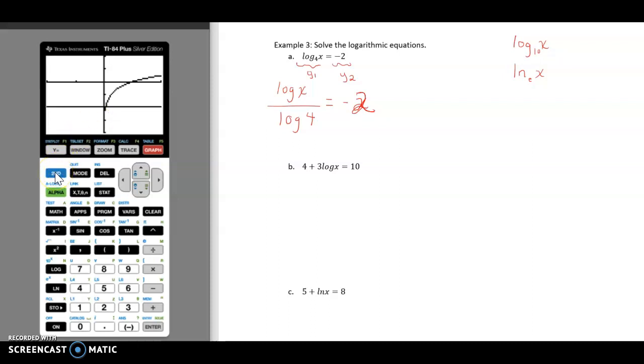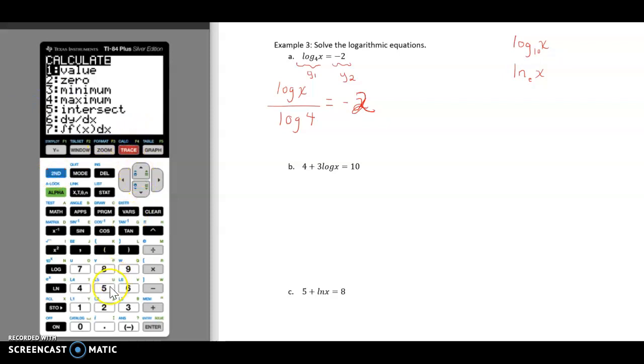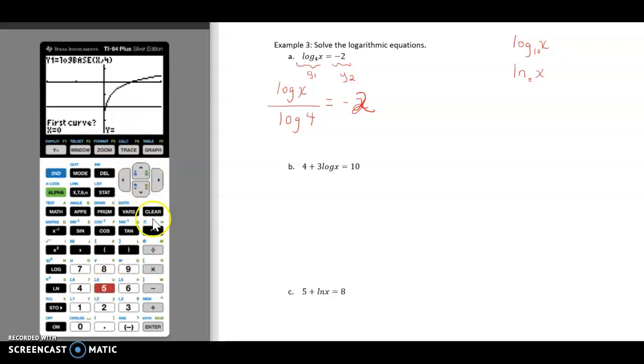And so now I'm going to press second, trace, and I'm going to go to option 5. And I'm going to get close to that intersection point, which is somewhere right here. Let's see where my cursor is. So it's right here. I'm going to move it close to that intersection point, press enter. Second curve, it's already close to the intersection point, press enter. And press enter again. Okay, so here you get an intersection. Your x value is 0.0625.